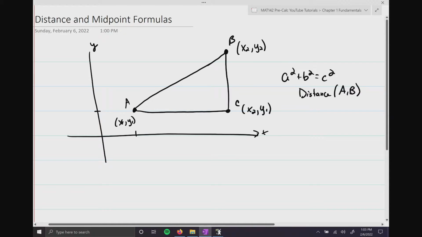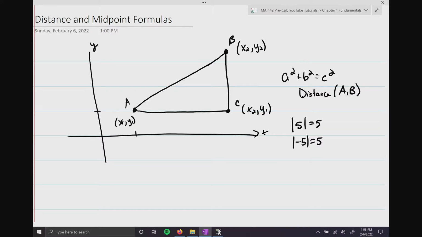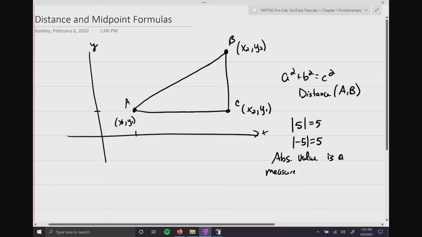So remember, the absolute value of, let's say, 5 equals 5, and the absolute value of negative 5 equals positive 5 as well. And the reason why they're both positive is because absolute value is a measure of distance.